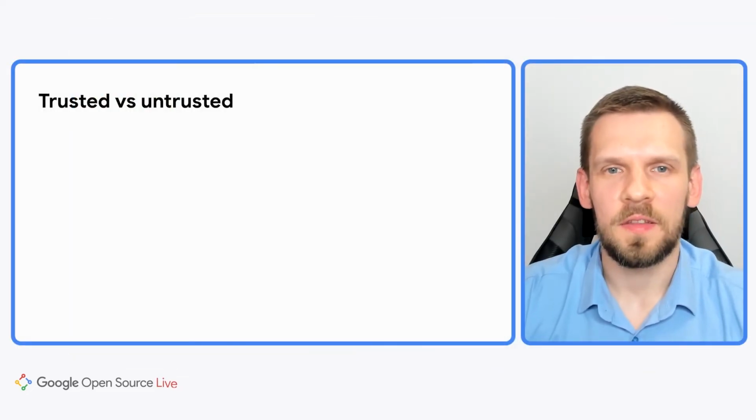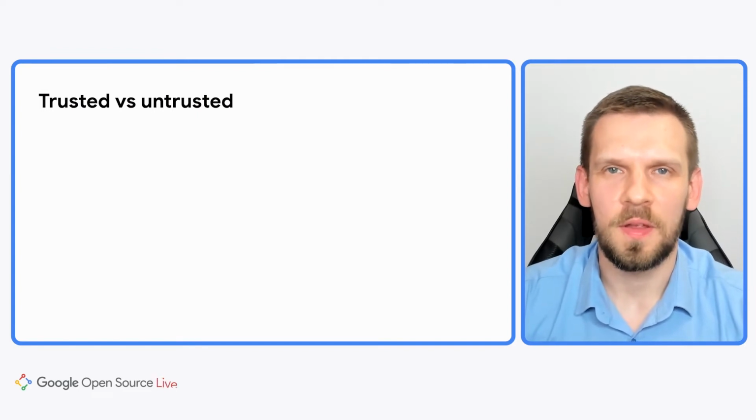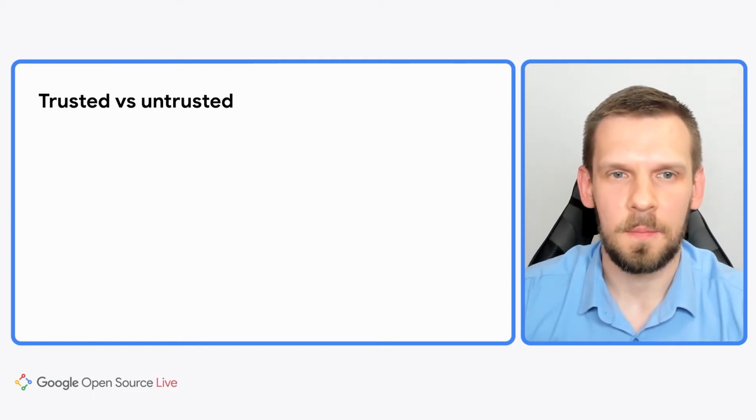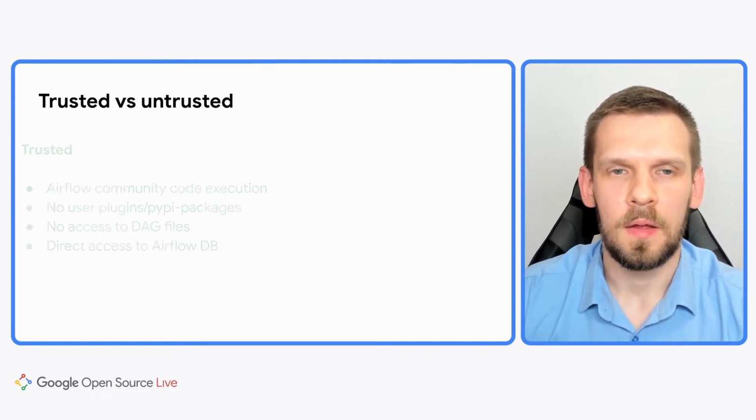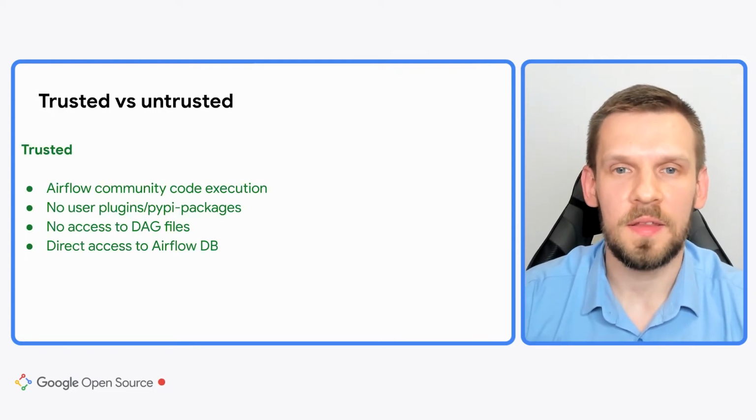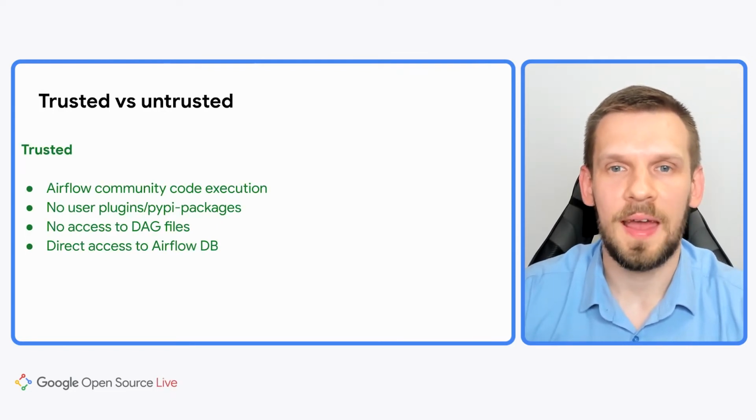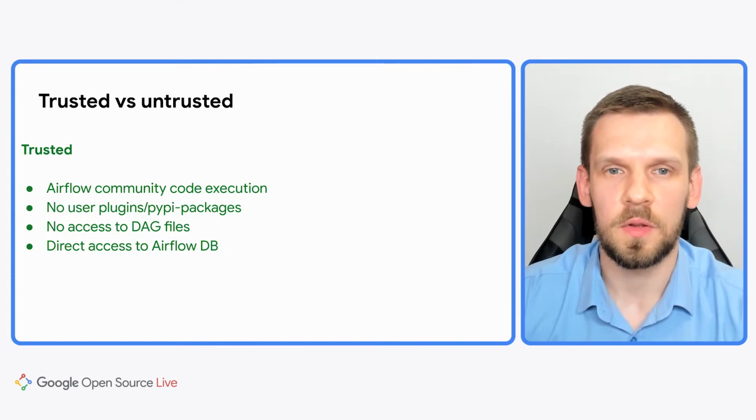So yeah, Airflow has its problems, but of course, each challenge is an opportunity. Before we move to the solutions, I would like to briefly describe the high-level idea. We found that we can split components into two groups, trusted and untrusted. Components should be considered trusted if and only if they execute Airflow community code.